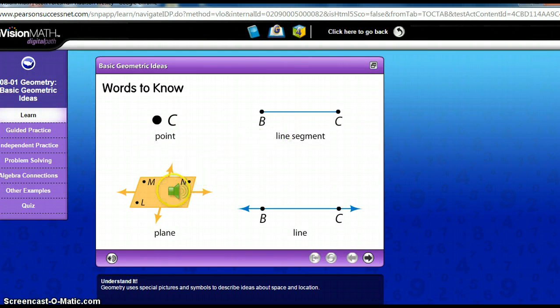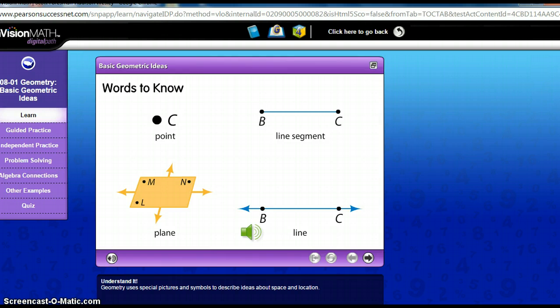Line segment, plane, line. What do you notice is different between a line segment and a line? What do you notice is different, Dylan? A line segment has two dots at the end, but a line has two arrows at the end. Yes. So what do those arrows mean, Dylan? They can go on and on, but the points at a line segment stop right there.